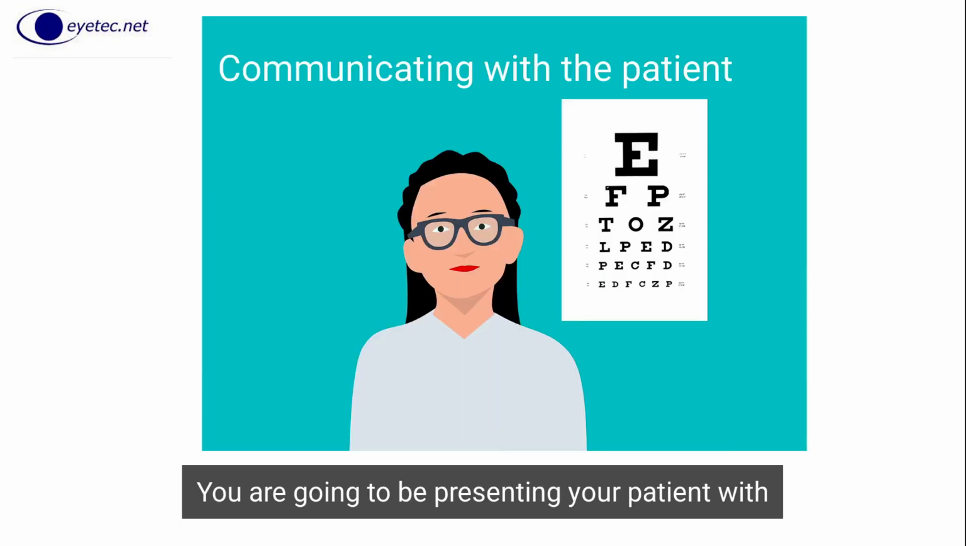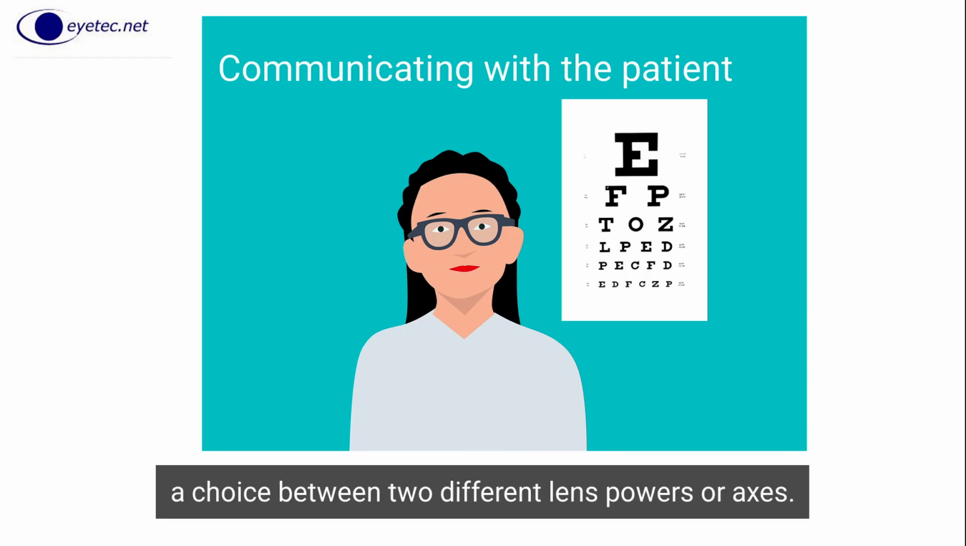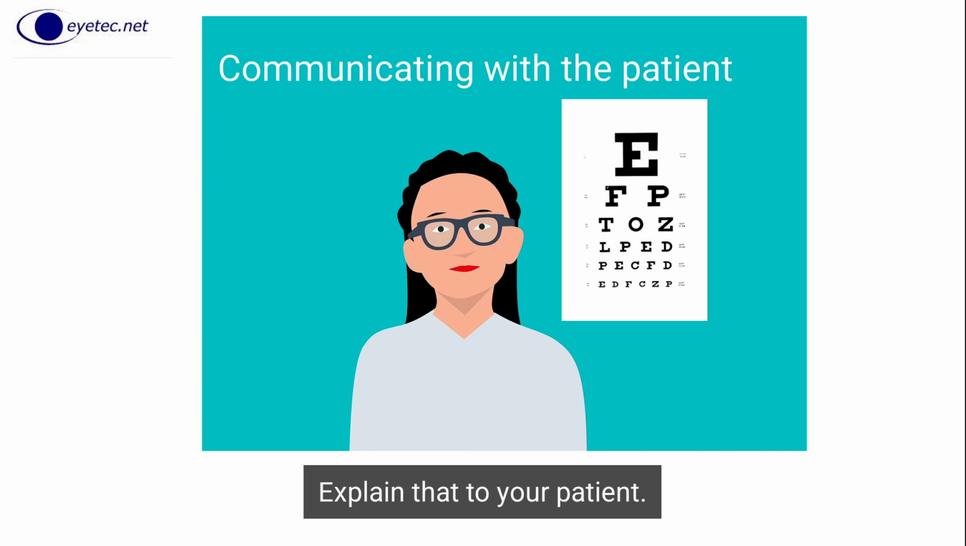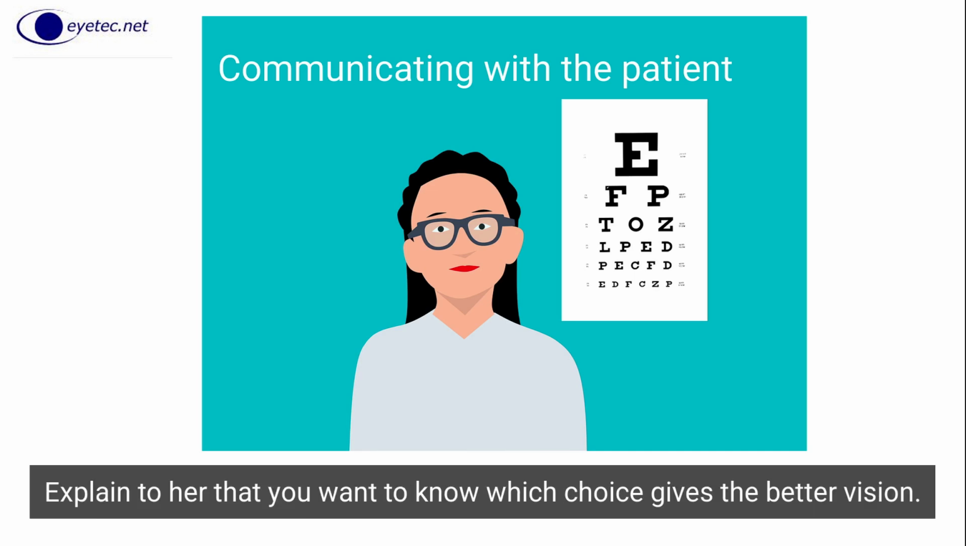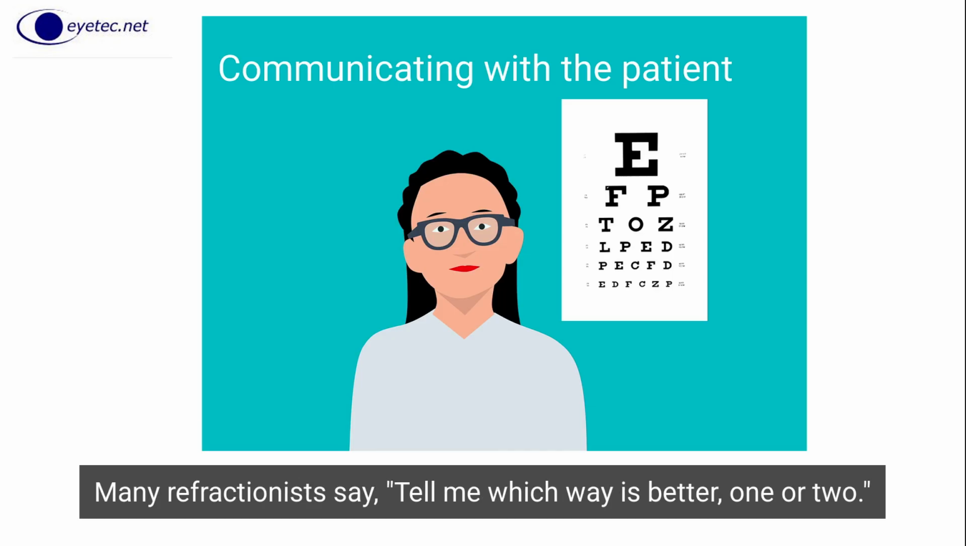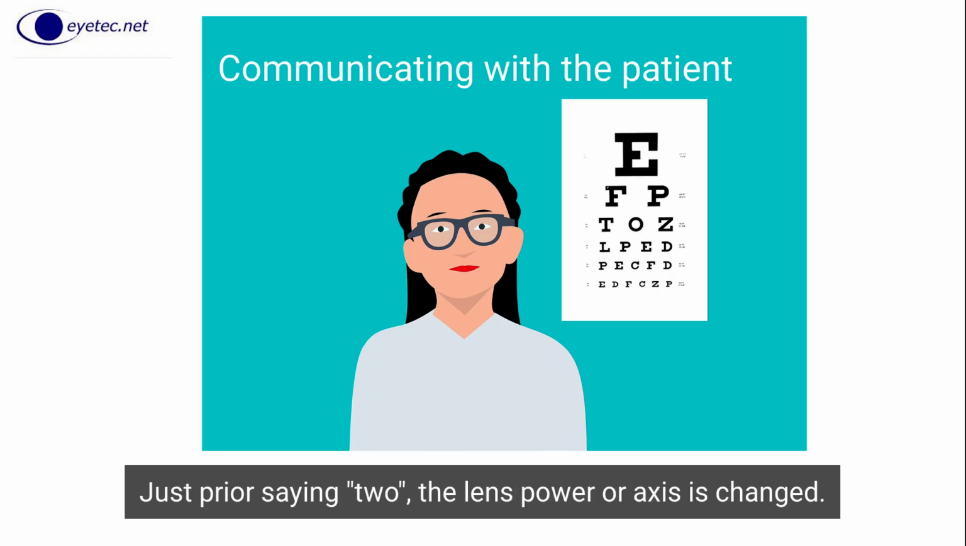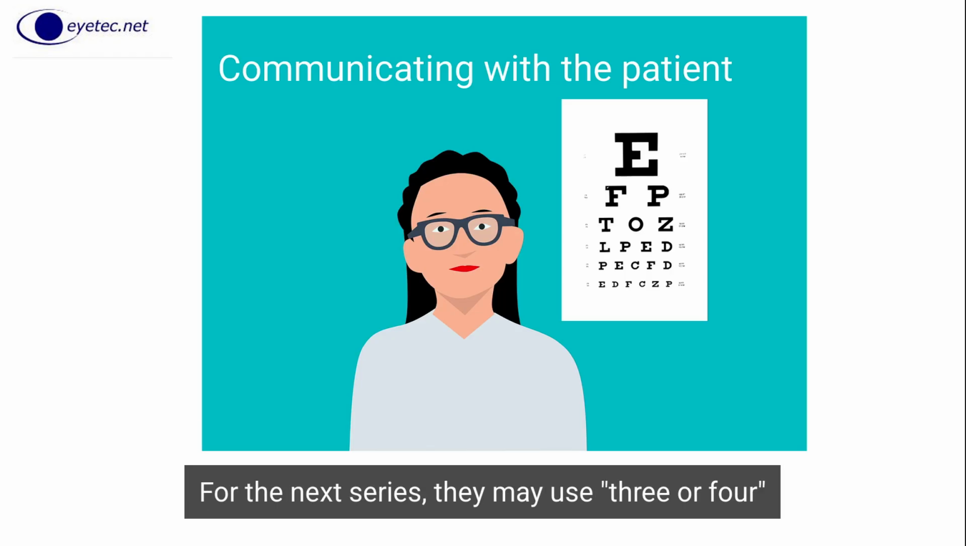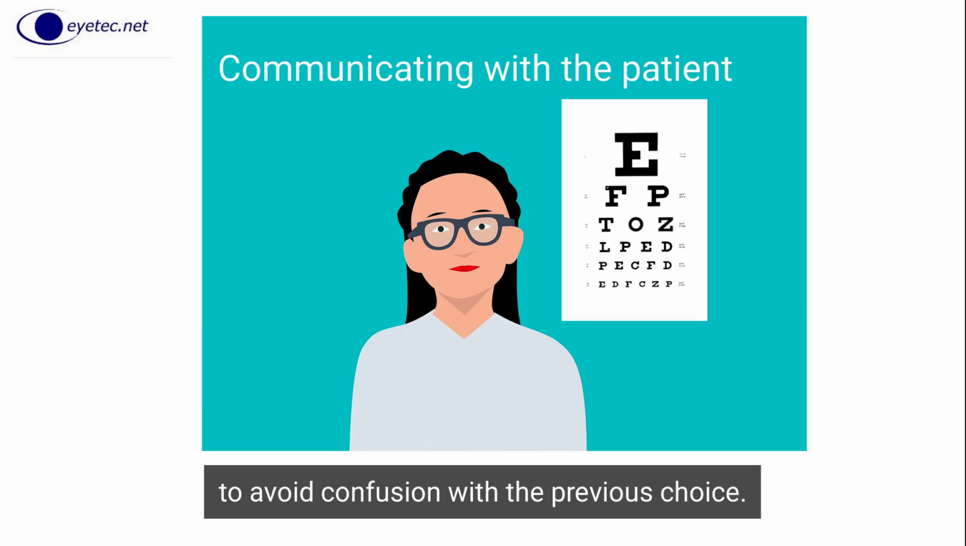You are going to be presenting your patient with a choice between two different lens powers or axes. Explain that to your patient. Explain to her that you want to know which choice gives the better vision. Give the choices names to aid communication. Many refractionists say, "Tell me which way is better, 1 or 2." Just prior to saying 2, the lens power or axis is changed. For the next series they may use 3 or 4 to avoid confusion with the previous choice.